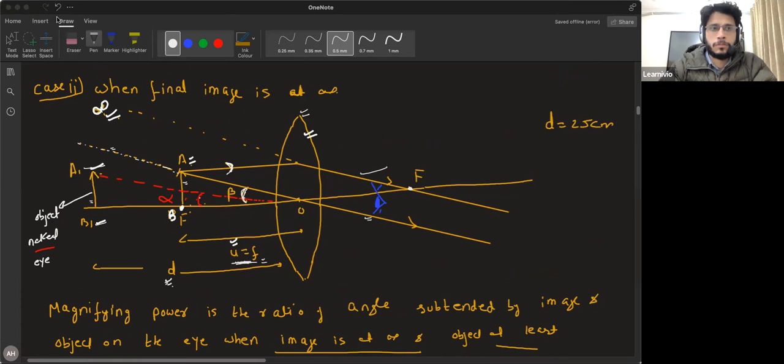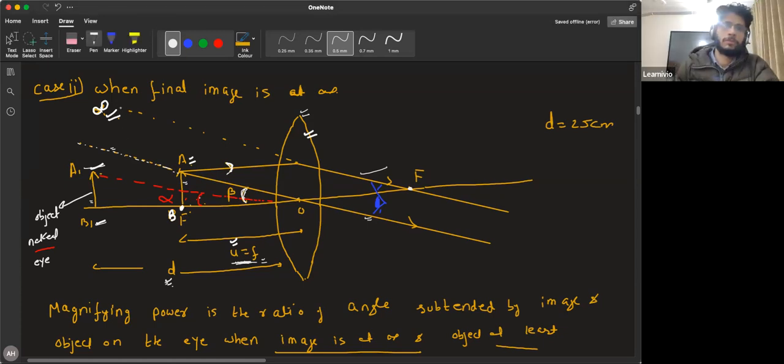So where is the image formed, sir? Infinity. Parallel rays, so they will meet at infinity, you will get the image at infinity.